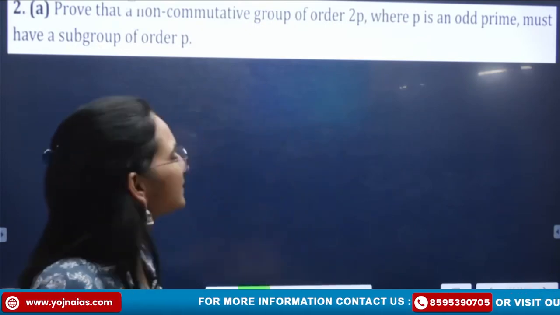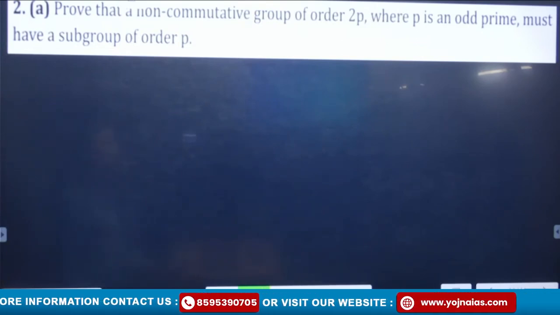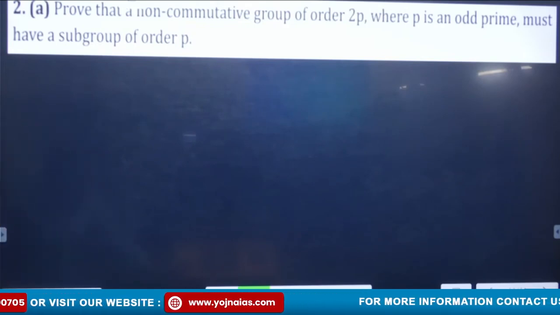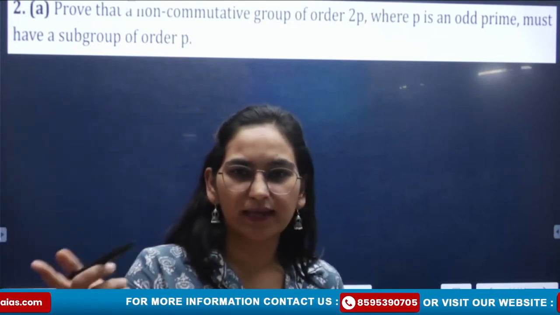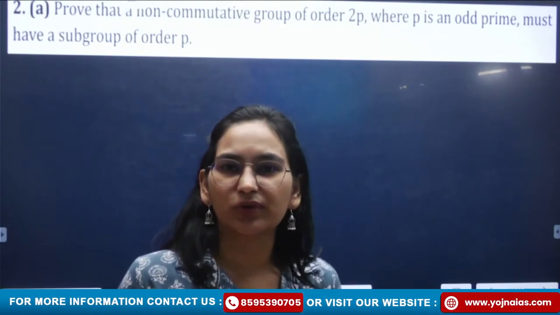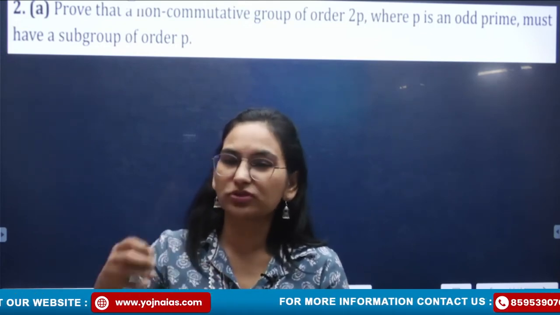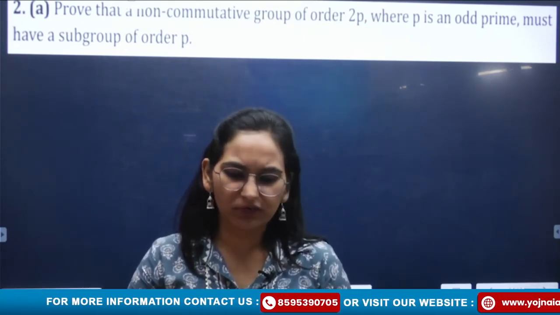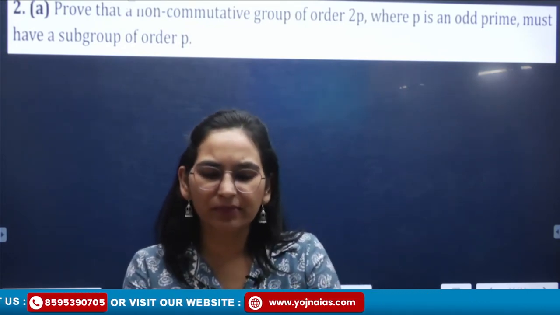So this is the first question. It says that prove that a non-commutative group of order 2p, where p is an odd prime number, must have a subgroup of order p. What does that mean? Non-commutative means it is not commutative. The elements x, if we consider x and y are two elements, then xy is not equal to yx for all x, y, right? For one or two it may hold, that is a different matter, because whenever you take x as identity, identity commutes with everything, right? But for arbitrary x and y, they are non-commutative.